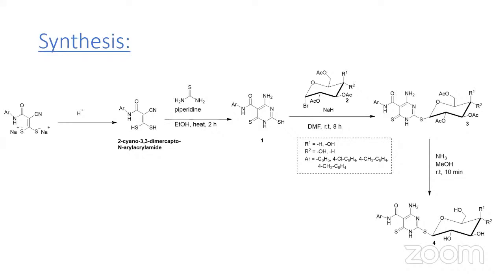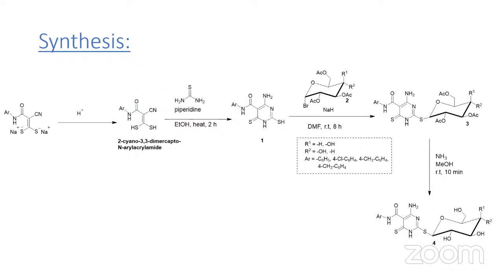The coupling between the compound one with the sugar marked by two in presence of basic medium at room temperature to give pyrimidine glycosides, that is the compound three. The structure of compound three were confirmed based on 13C NMR, 1H NMR, and IR spectroscopy.